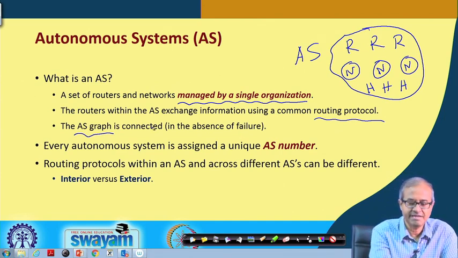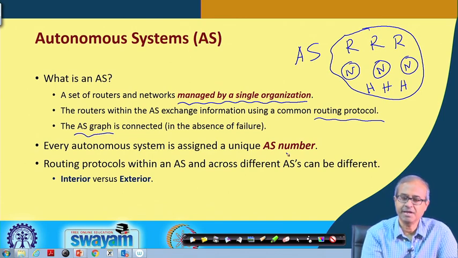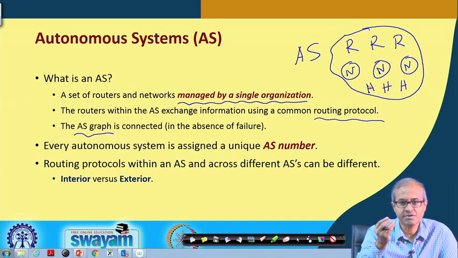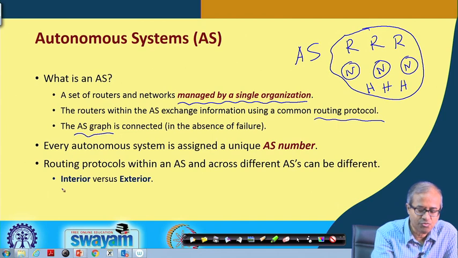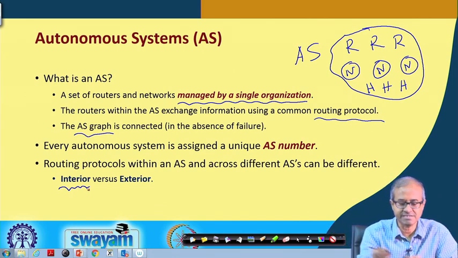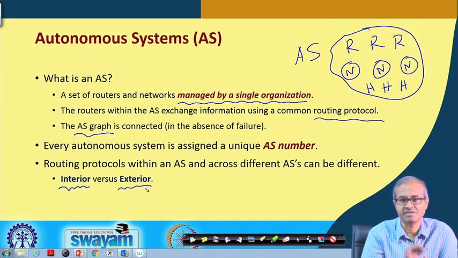And as I said, every autonomous system, if you register with a central authority, will be assigned a unique AS number. And routing protocols between routers belonging to the same AS will follow interior routing protocols, and across different ASs they will follow exterior routing protocols. This is the difference.